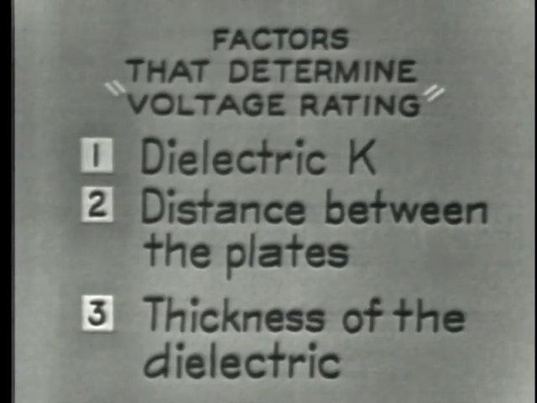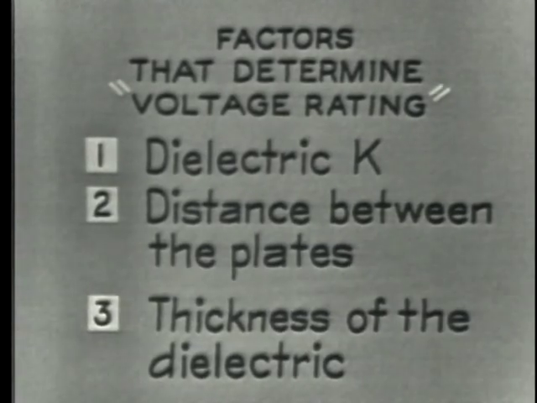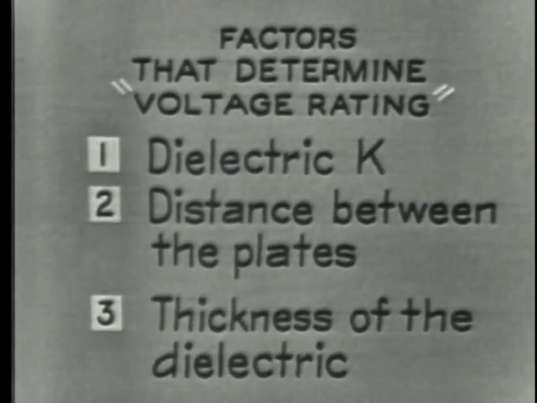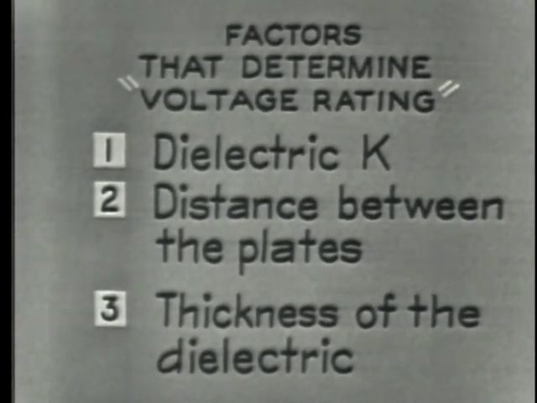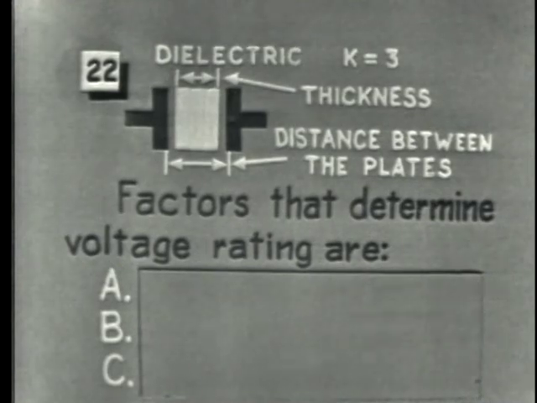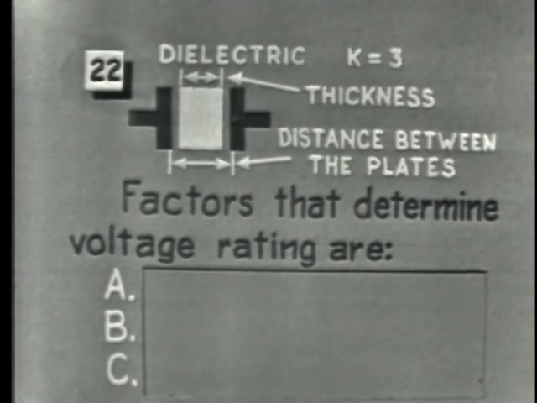Whether we get an arc or not depends on how far the current has to jump and the insulating quality of the dielectric. The further apart the plates are, the higher the dielectric K, and the thicker the dielectric is, the higher the voltage rating will be. Remember, these factors: dielectric K, the distance between the plates, and the thickness of the dielectric. Now try question number 22 on your response sheet.